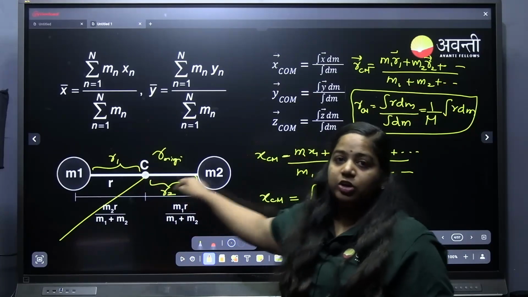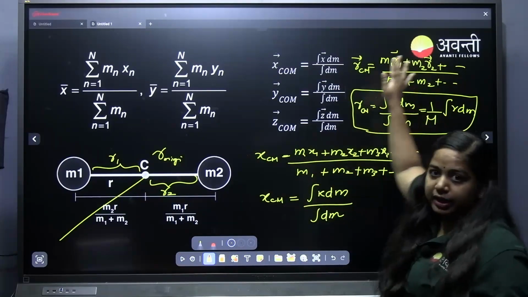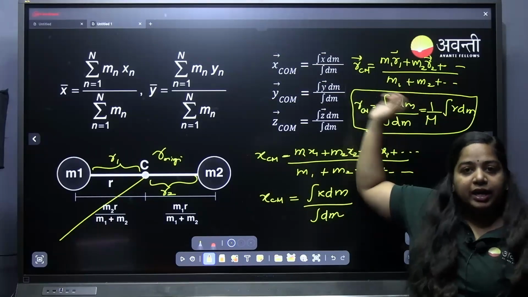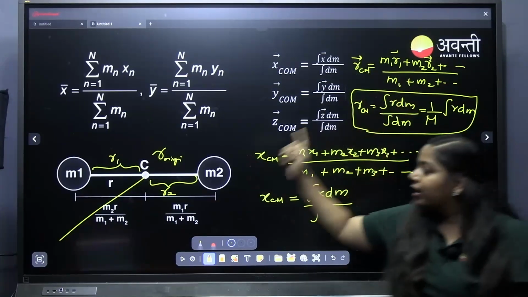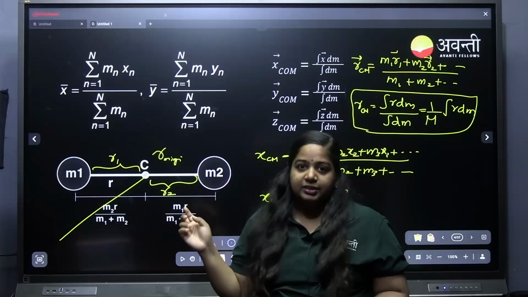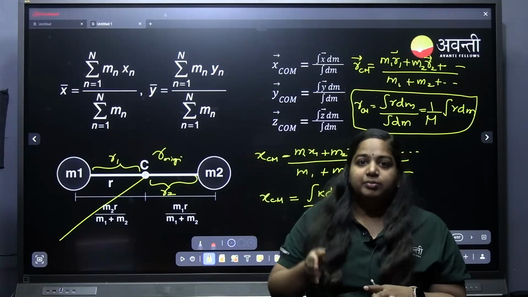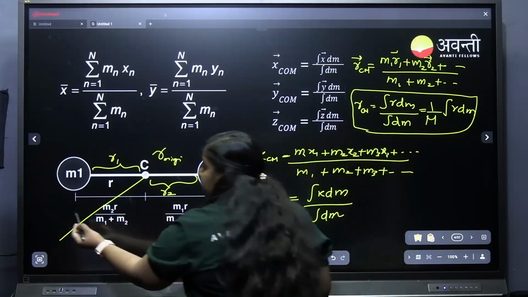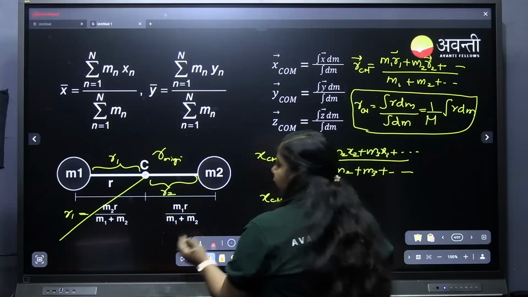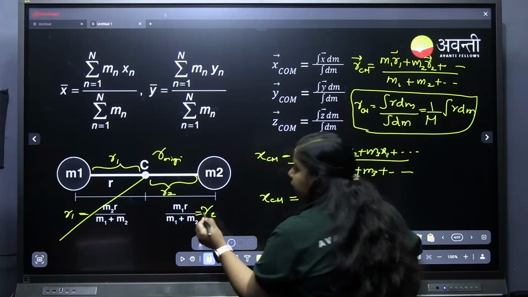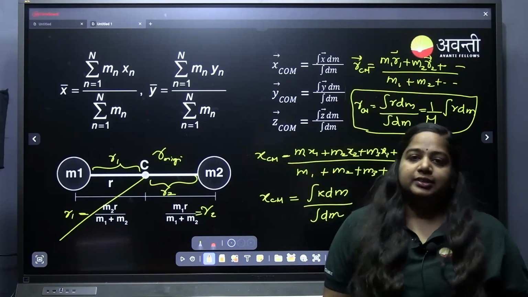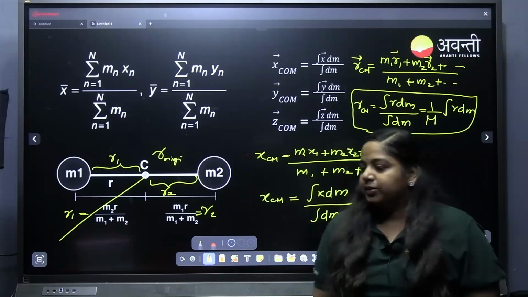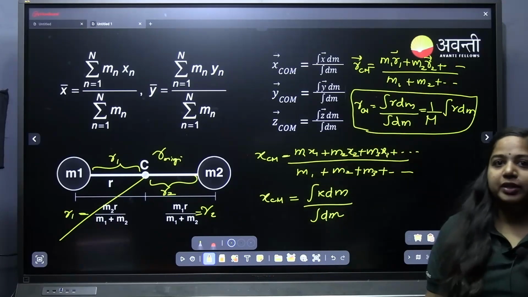This is r1 and this distance is r2. This r1 and r2 is not the same as this r1 and r2. It is different. This is the position of m1 and m2 from the origin, r1, r2. Here r1 and r2 mean the distance of m1 from the center of mass and the distance of m2 from the center of mass. So r1 equals this formula, and r2 equals this formula. Distance of a mass from the center of mass. Please note down the equation. If it's done, we will go to the next slide.